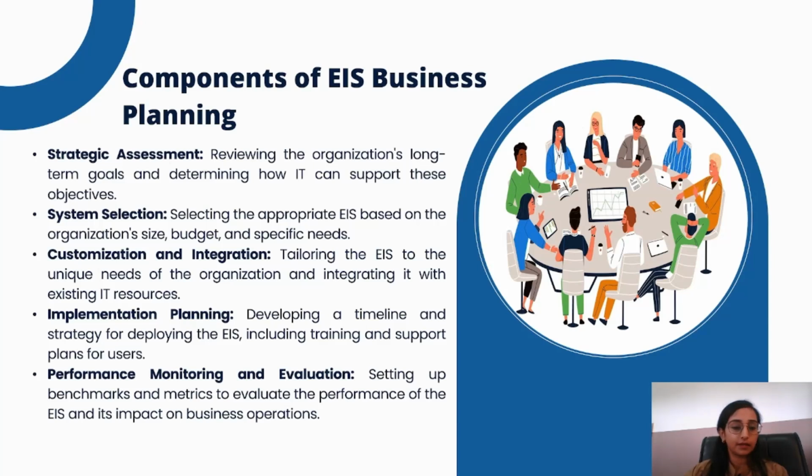strategic decision making. Fourth point is implementation planning. Implementation planning is a crucial phase in the deployment of an enterprise information system. It involves outlining the steps, resources, and strategy necessary to successfully integrate the EIS into the operations of the organization.